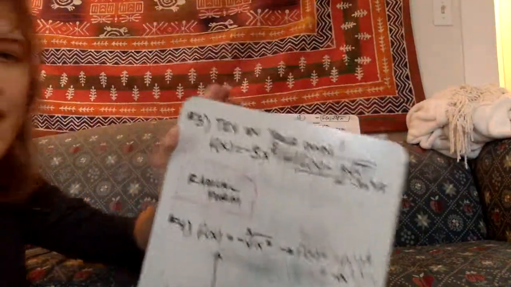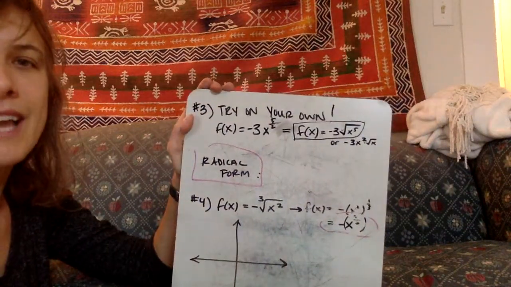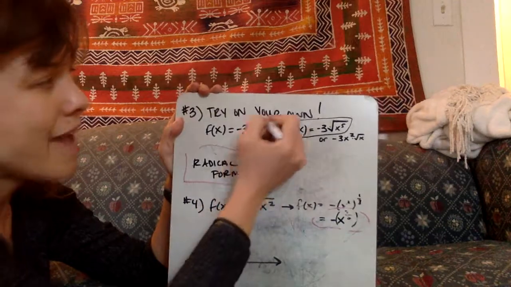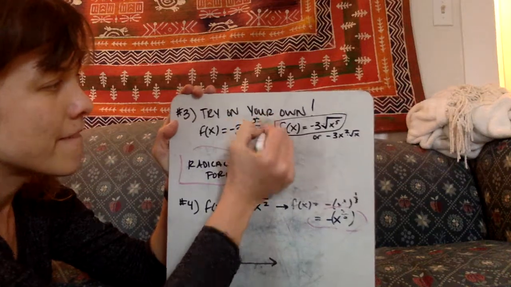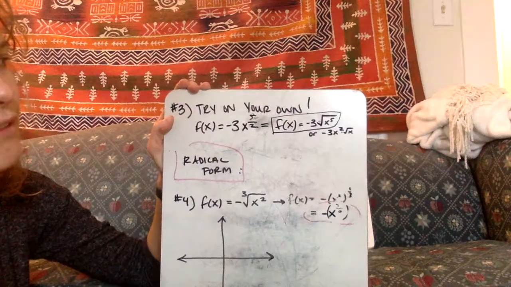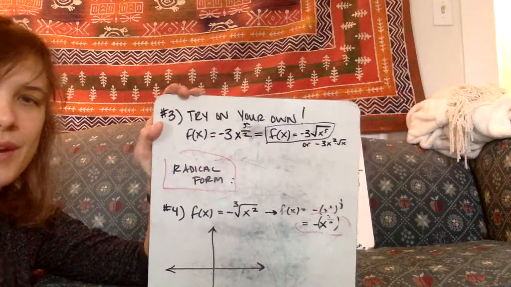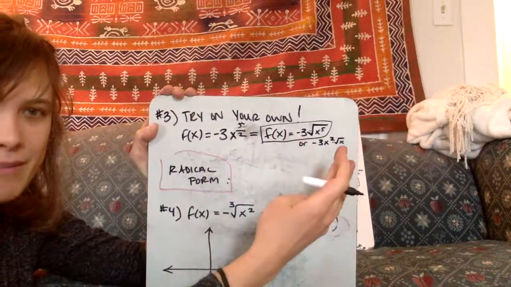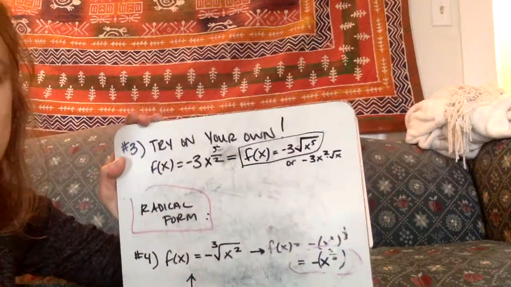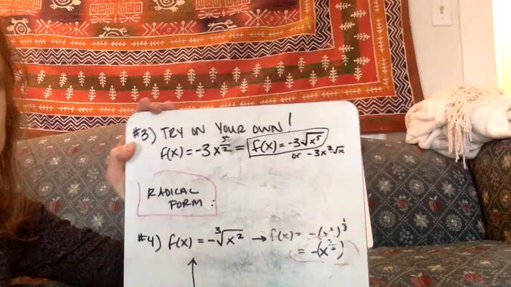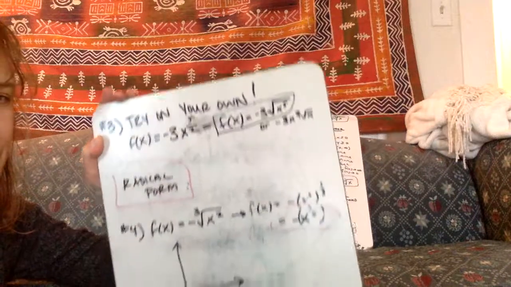So number 3, I want you to try on your own. This one is negative 3 x to the 5 halves. I rewrote it as f of x is equal to negative 3 times the square root of x to the 5th. Or you can simplify it even further. Remember from our first unit we did on simplifying radicals. You can simplify it to negative 3x squared times the square root of x.